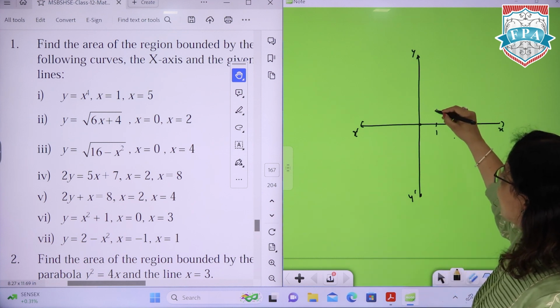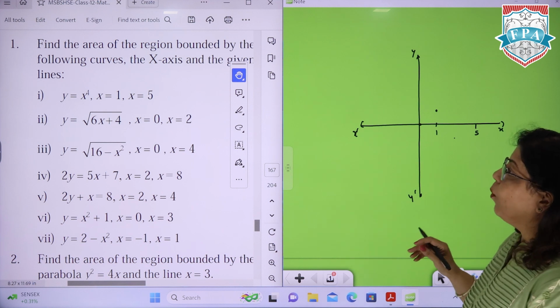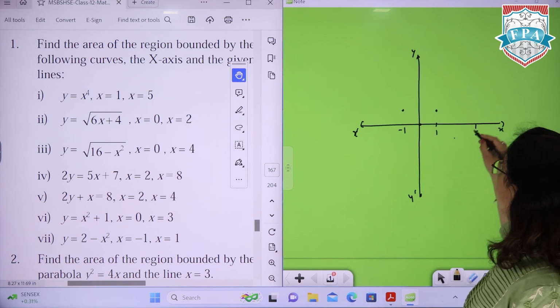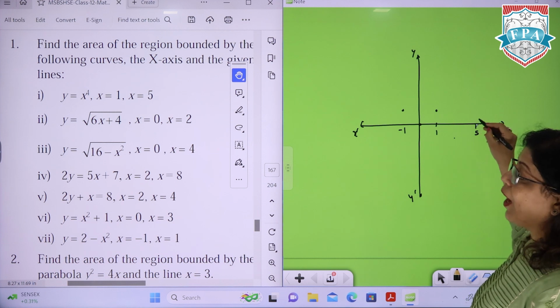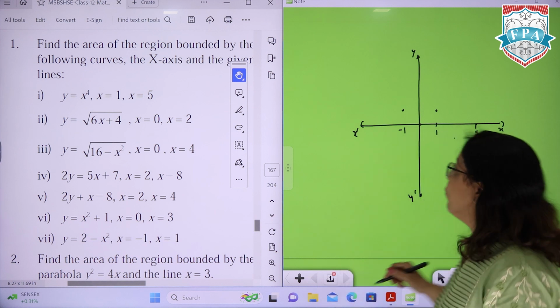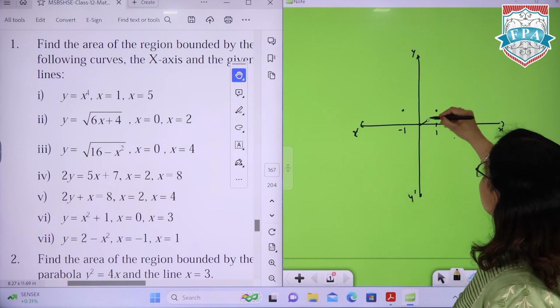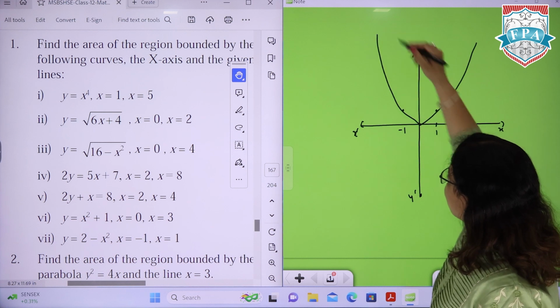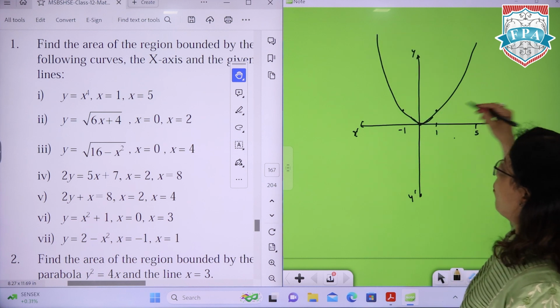So we get this figure, this point will be there. When x is minus 1, y will be 1. So we can get 1 point here. When x is 5, y will be 5 to the power of 4, which is 3125. So it will go somewhere like this. So we will get a rough figure, which is showing the direction of the parabola.